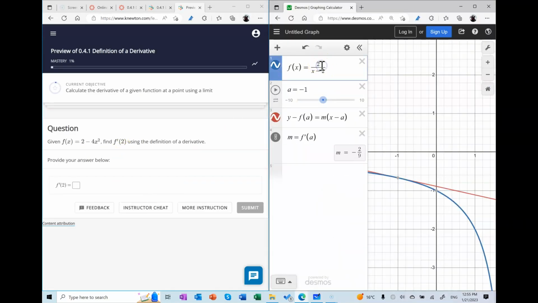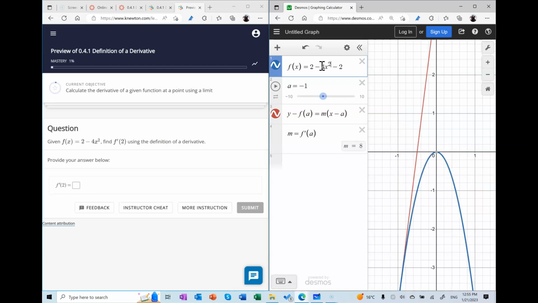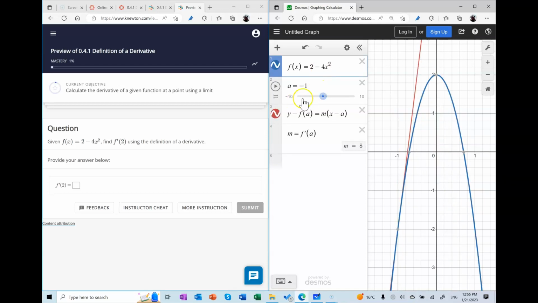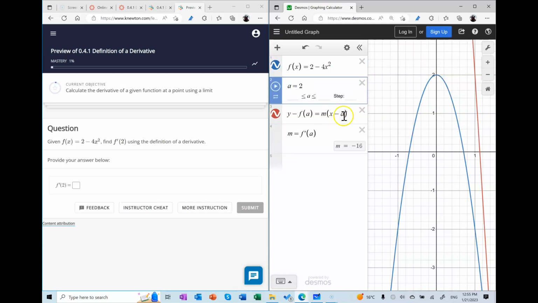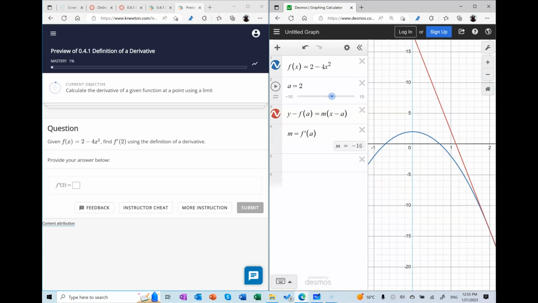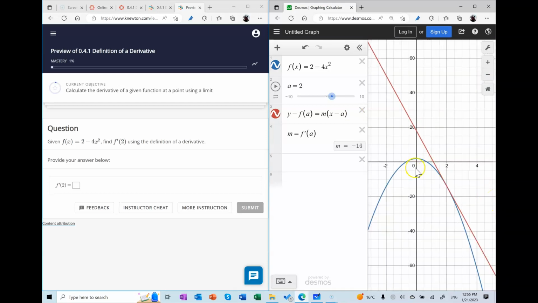this template. So my function is 2 minus 4x squared, and we're looking for the slope of the tangent line when a equals 2, and this is what the tangent line looks like, and this is the equation of the tangent line, and the slope of the tangent line is given to us right here, -16.